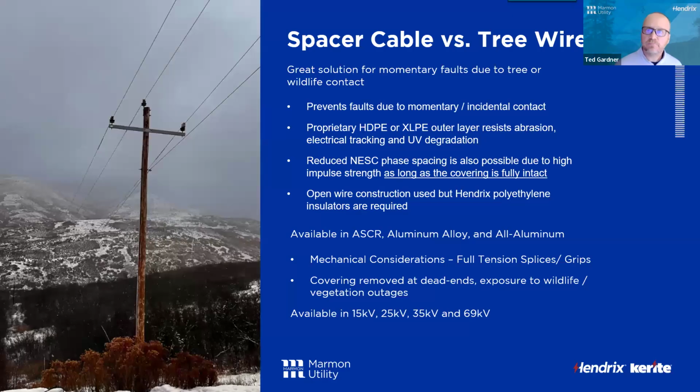Now, when you get into some of the bigger sizes like 336 and higher, you can use AAC as tree wire because you've got such a good amount of aluminum. It's still relatively strong, but your typical tree wire types are ACSR or triple AC. And spacer cable is going to be your all aluminum conductor.